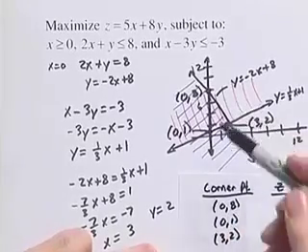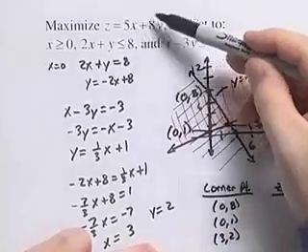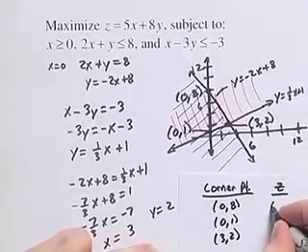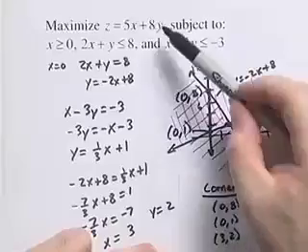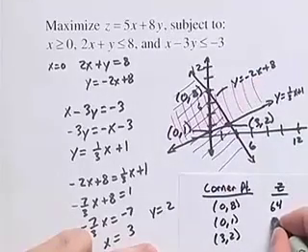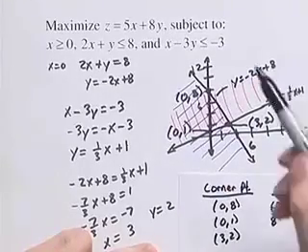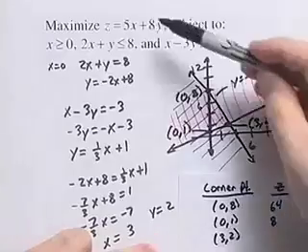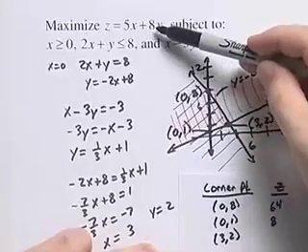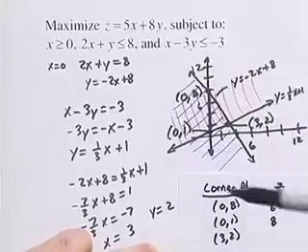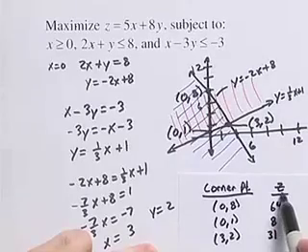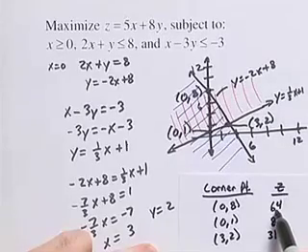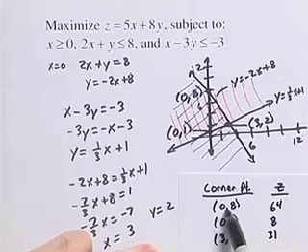Put in 0, 8 into our objective function, we'll have 5 times 0 plus 8 times 8. That gives us a value of 64. Put in 0, 1, 5 times 0 plus 8 times 1 gives us a value of 8. Then 3, 2. We get 5 times 3 is 15 plus 8 times 2. So we get 15 plus 16, which is 31. So we can see that the maximum value for our objective function is 64, and it occurs at the point 0, 8.